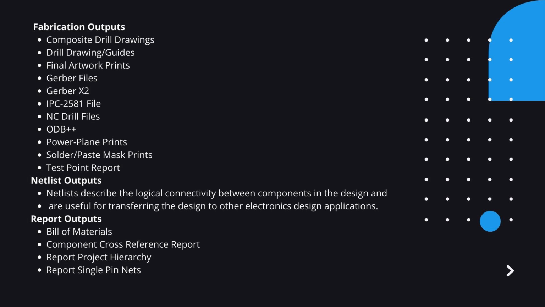We have bill of materials, wherein it creates a list of parts and quantities, the BOM, in various formats required to manufacture the board. We have component cross-reference report, wherein it creates a list of components based on the schematic drawing in the design. We also have report project hierarchy, wherein it creates a list of source documents used in the project. Then lastly, we have report single pin nets. It creates a report listing any nets that only have one connection.